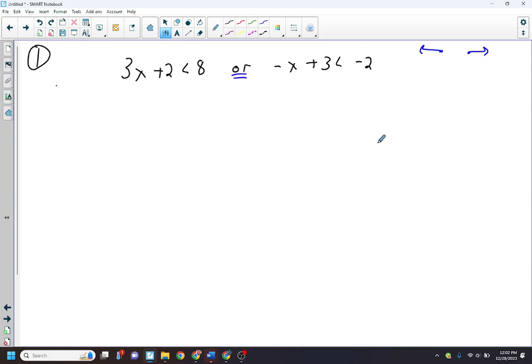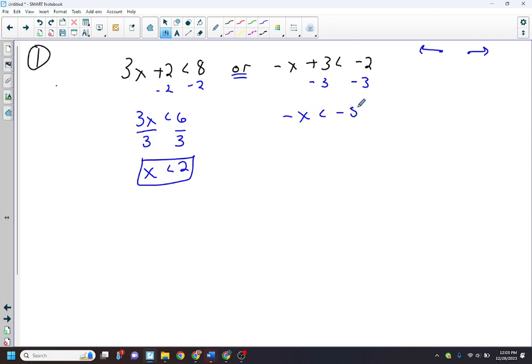This and that goes together. You go this way or that way. You can't go this way and that way. So you solve each one separately. Minus 2, minus 2. 3x is less than 6. Divided by 3, divided by 3. x is less than 2. So that's my first one. Minus 3, minus 3. Negative x is less than negative 5.